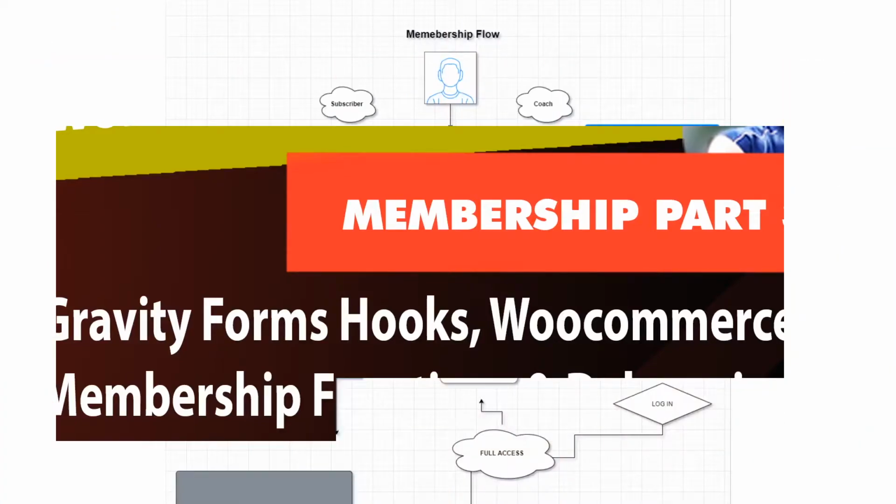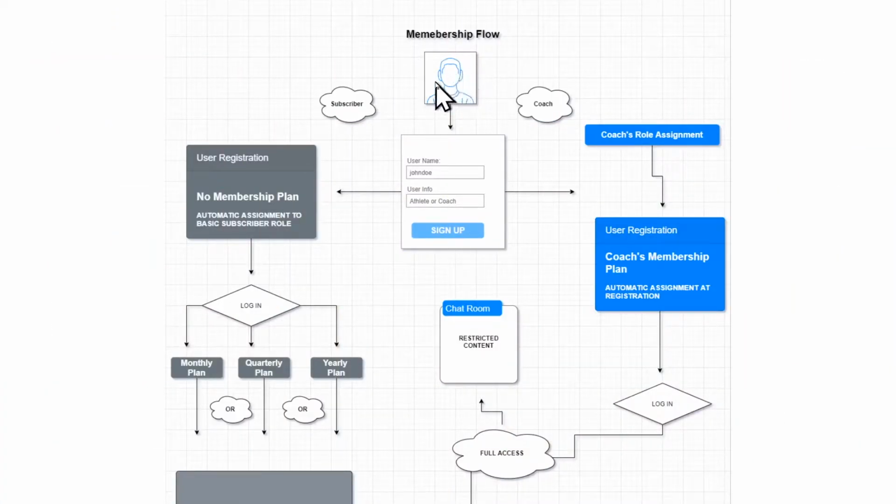Let's get started. In the last video, I showed how a user comes in and registers through a multi-page Gravity form, and according to the member's choice of either an athlete or a coach, the form decides which user role to assign them. The initial athlete gets a subscriber role and the coach gets the coach role. These are all done using Gravity Forms with a registration add-on.